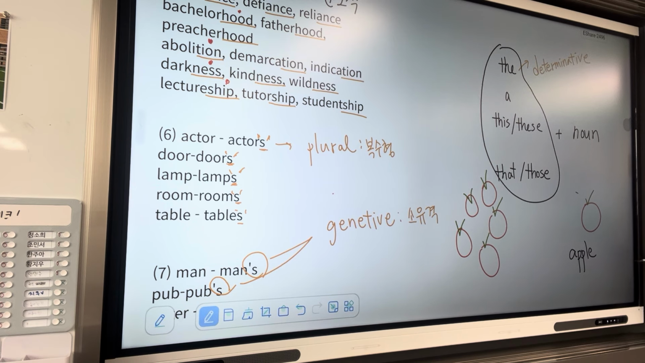So in this case, if we add a determinative in front of this noun, we are talking about one particular apple, not just all the other apples in the world. We're talking about an apple here. So the determinative specifies the meaning of apple, not just any apple. It only refers to that particular apple. So that's the function of determinatives.